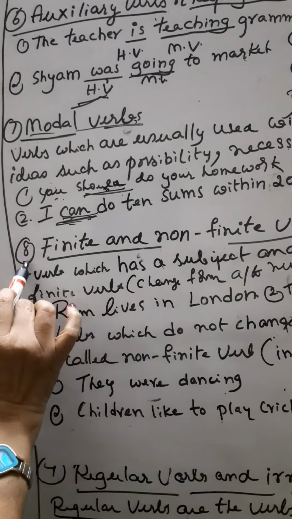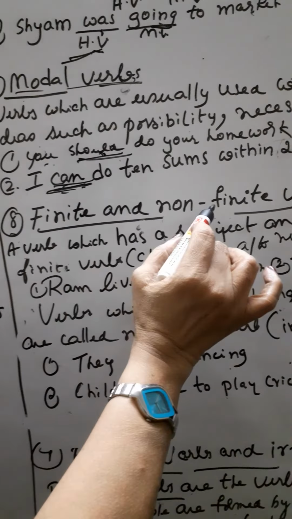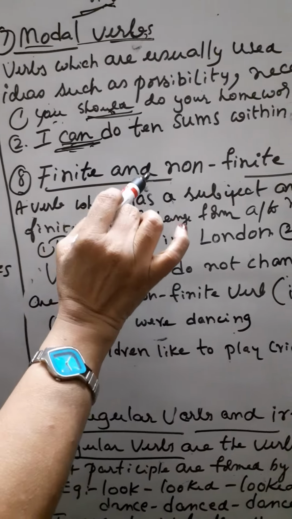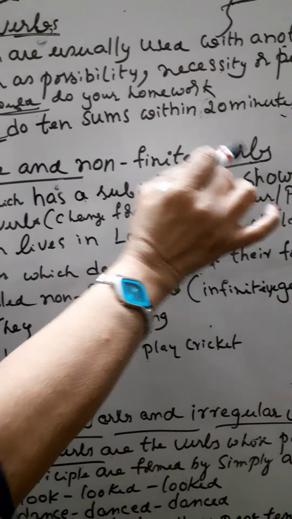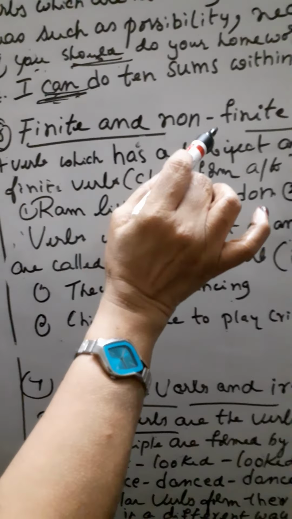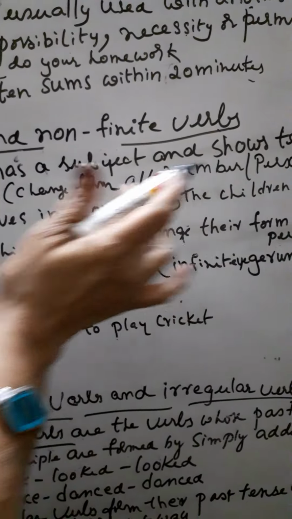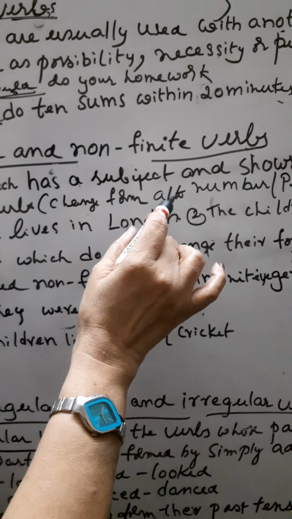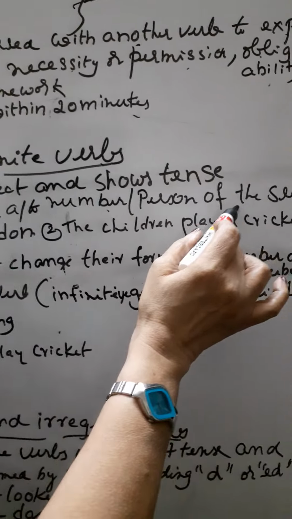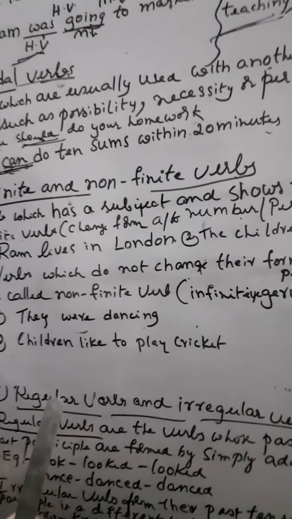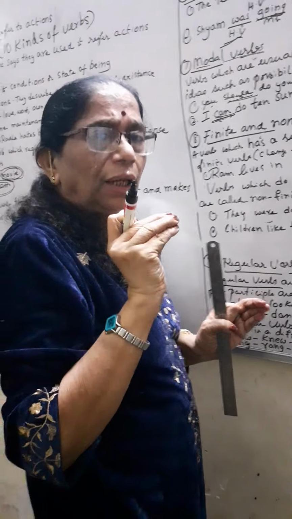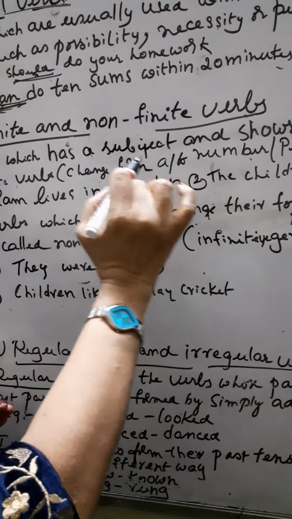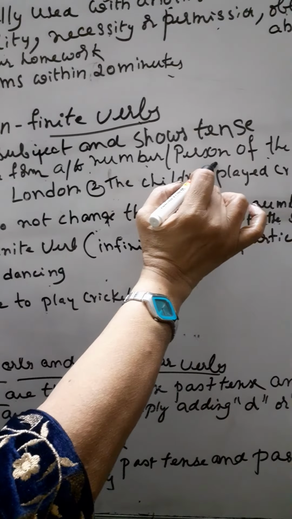Now, eighth is finite and non-finite verbs. A verb which has a subject and shows tense is known as a finite verb. It changes form according to number and person of the subject. Now listen to me carefully. It is a little complicated one. It changes its form according to number and person of the subject.